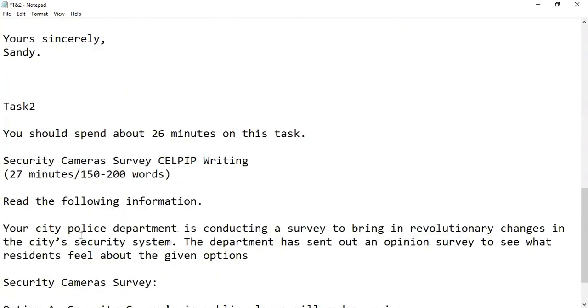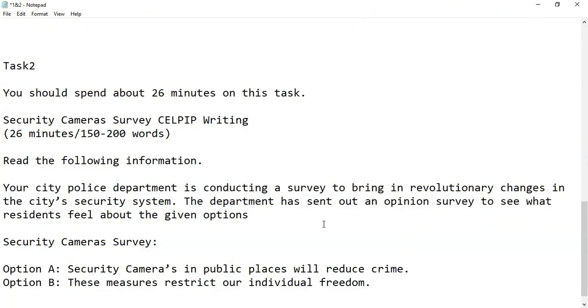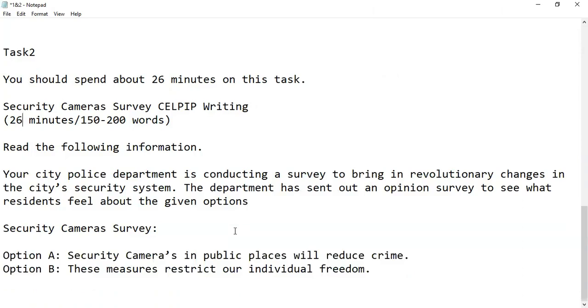So task 2, you have to spend about 26 minutes on this task, not 27. Let me change it once again. So it will go up to 120, 150, 200 words. I'm so sorry. Your city police department is conducting a survey to bring in revolutionary changes in the city's security system. The department has sent out an opinion survey to see what residents feel about the given option. Option A, security cameras in public places will reduce crime. Option B, these measures restrict our individual freedom.